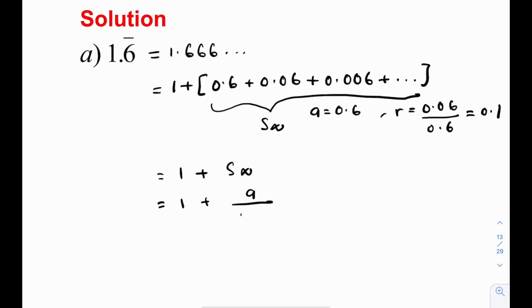Therefore, we have 1 plus S infinity, which equals 1 plus a over 1 minus r. And then substitute the values: a is 0.6 over 1 minus 0.1. And then calculate, you will get 5 over 3.